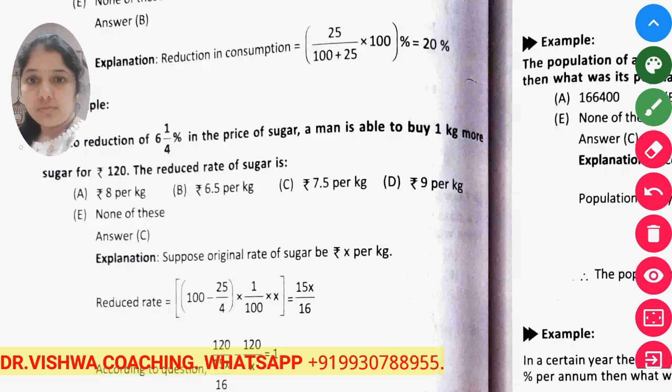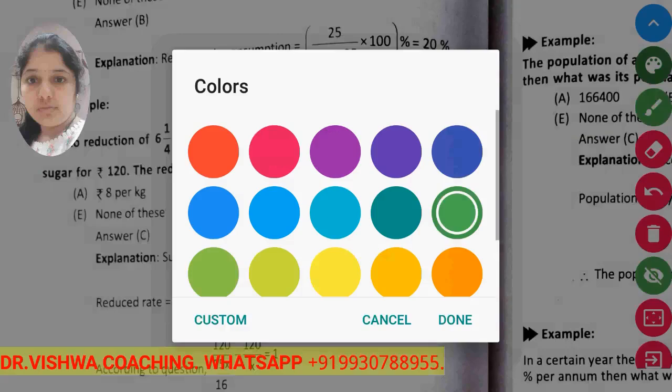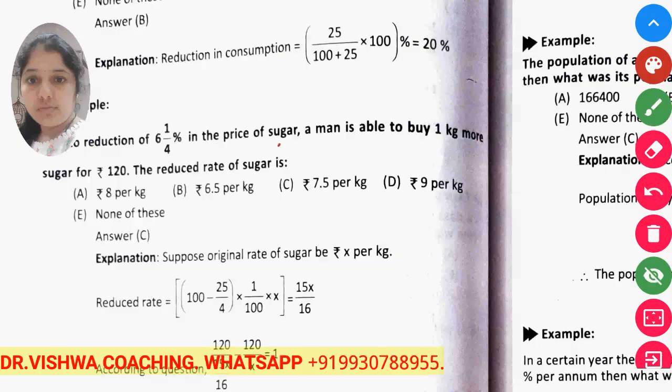Now see, what is the problem? Due to a reduction of 6 and 1 by 4% in the sugar price, the man is able to buy 1 more kg of sugar for 120 rupees. The reduced rate of sugar is asked.